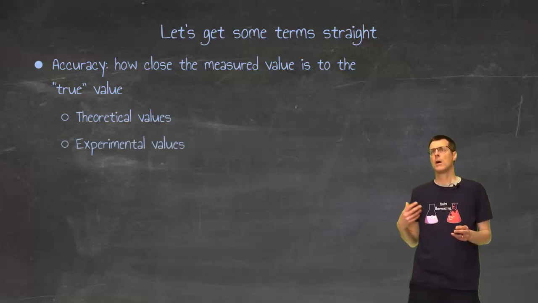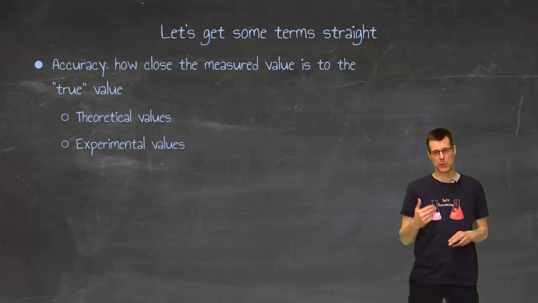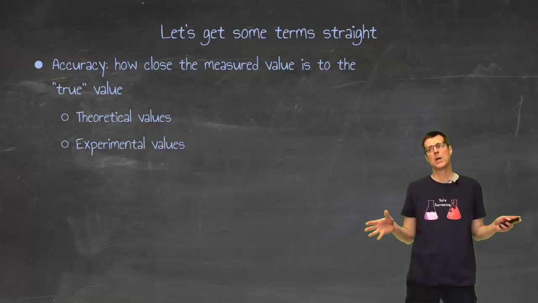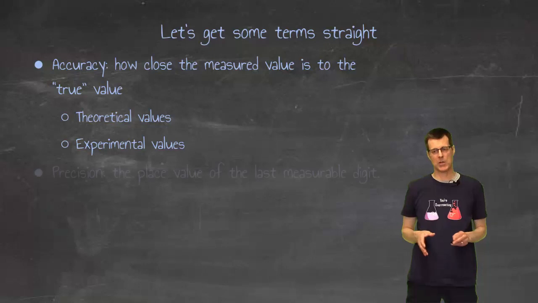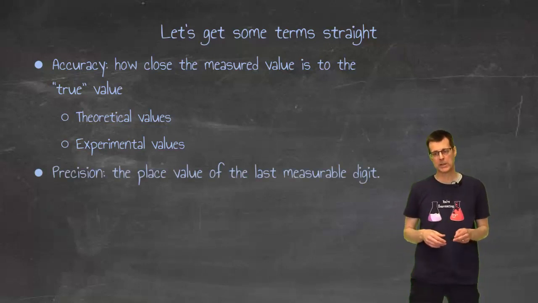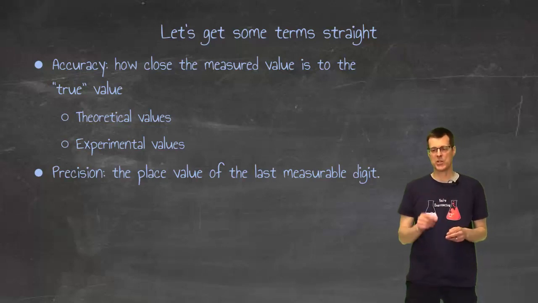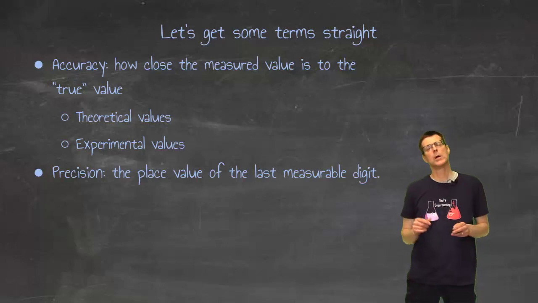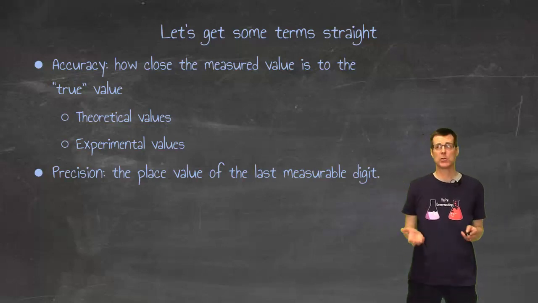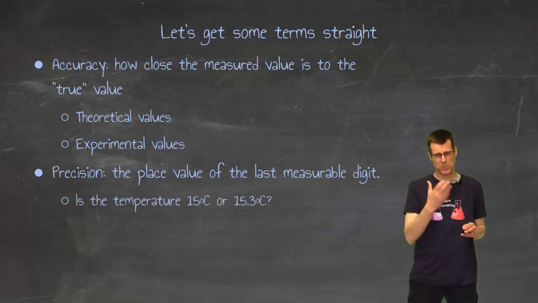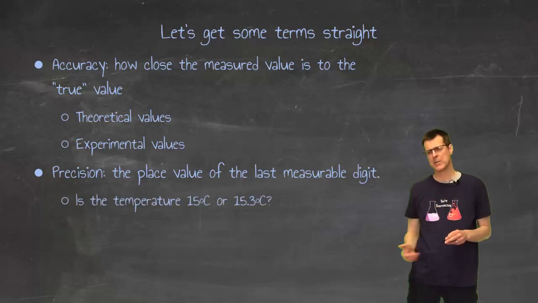Experimental values, we hope they approach true value, but what we'll find is that if you do an experiment a bunch of different times, all your numbers will be a little bit different from each other, and then we tend to take the average of them and say, okay, well, we eventually got there once we did it enough times. The other option is precision, and that is effectively the place value that we can, how close we get to that.